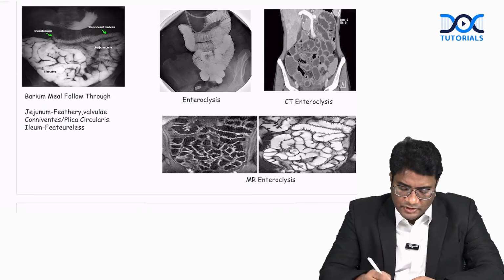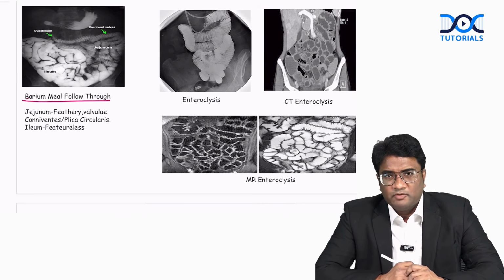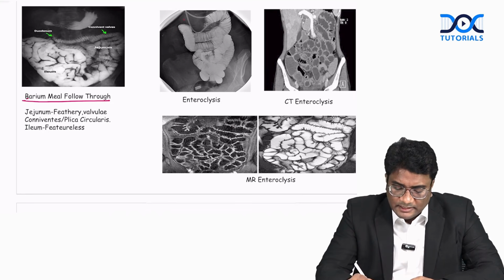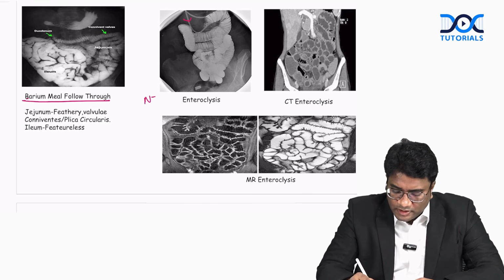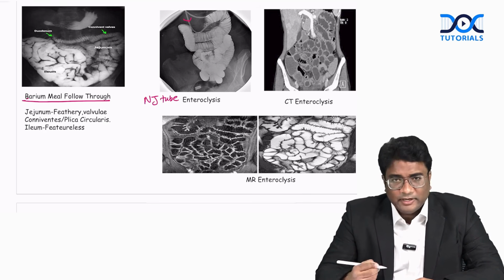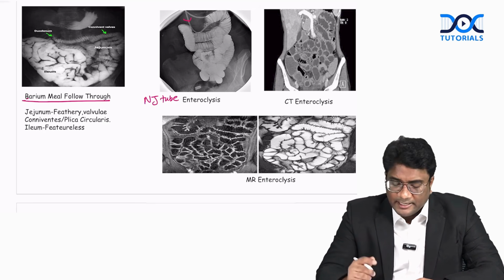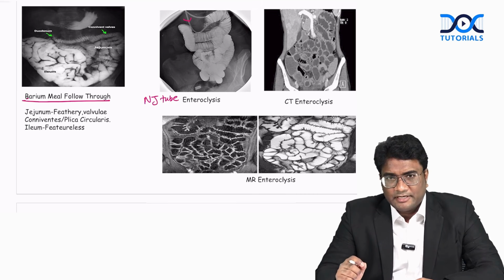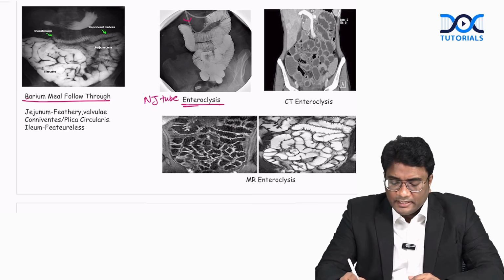So you should be able to differentiate the barium meal follow through image from the other imaging of the small bowel loops. Here you can see there is a nasojejunal tube, NJ tube, that is used. When you use an NJ tube and you enter the jejunum across the ligament of Treitz, and you do a double contrast study, you give methyl cellulose which will distend the bowel, and also you give barium which will coat the mucosa. This is what is enteroclysis.